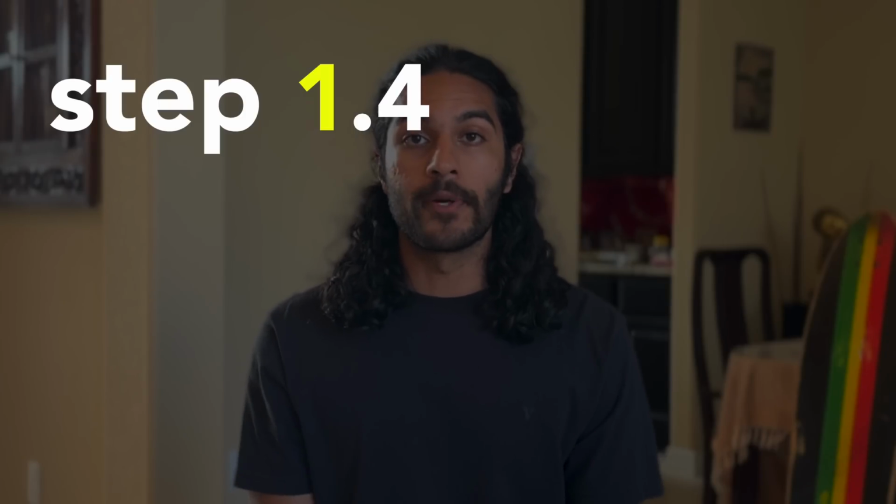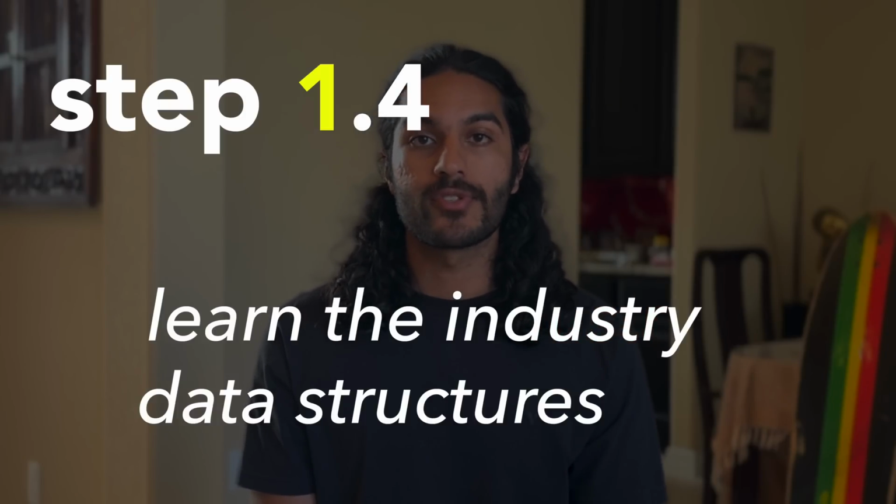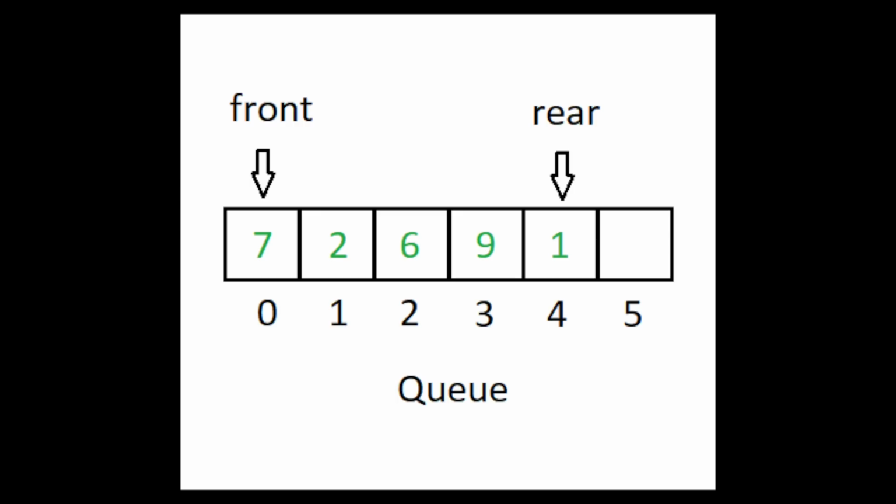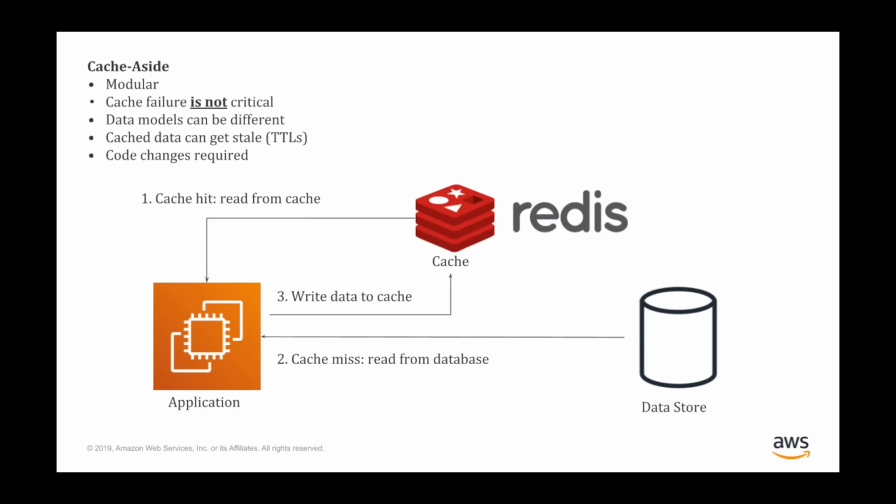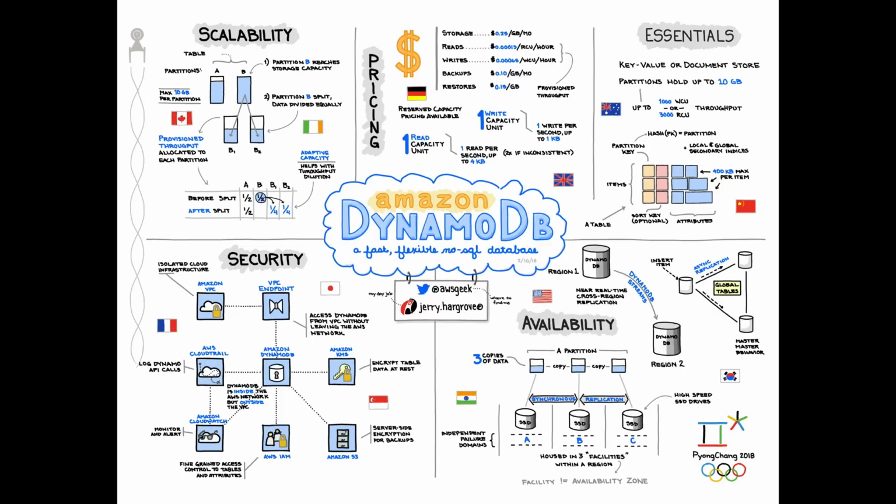Step 1.4, learn the industry data structures. I'm not sure if data structure is the right word here, but what I mean is the implementations found in industry. For example, in the previous step, you might have learned about the queue data structure or the cache. But in industry, you'll probably use something like RabbitMQ or Redis. And you might have learned about hash maps and key value pairs. Well, in industry, you'll probably use a key value store like DynamoDB. By learning about these common technologies, you'll have an easier time thinking about system design.